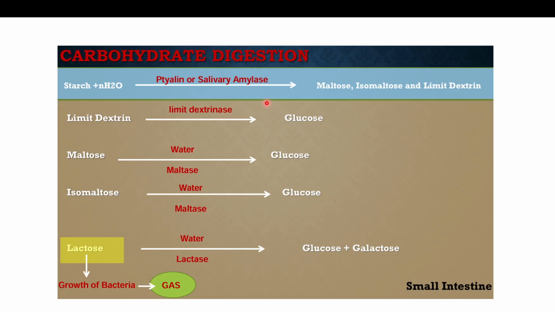So if we talk about carbohydrate digestion, starch is acted upon by ptyalin or salivary amylase inside the mouth to give rise to maltose, isomaltose, and limit dextrin. Upon being acted upon by dextrinase, dextrin can give rise to glucose. Maltose, by the action of maltase, gives rise to glucose. Isomaltose again can give rise to glucose. And there's lactose. Upon lactase activity, it gives rise to glucose plus galactose.